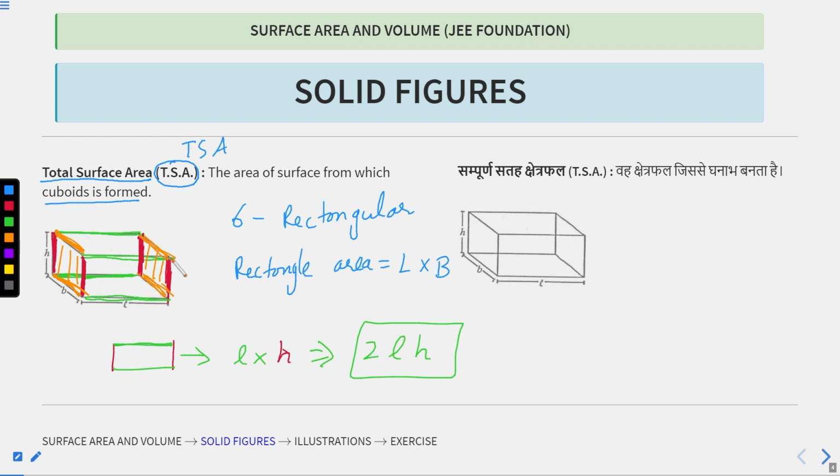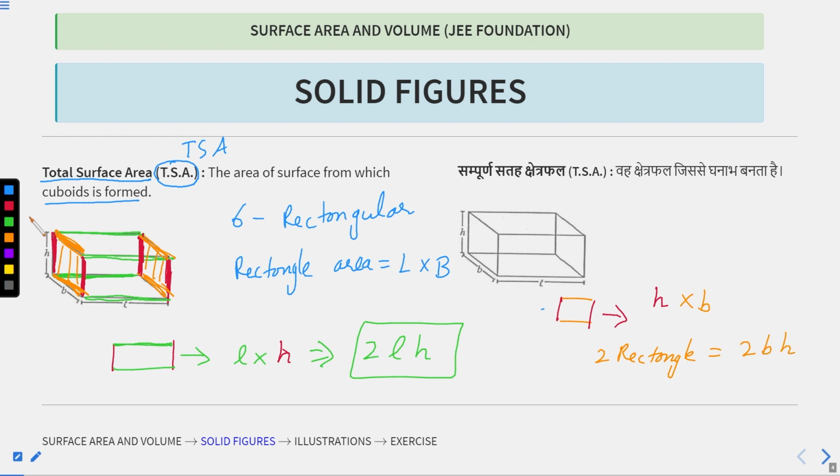Okay, so now the area of the rectangle enclosed by the orange and the red line is equal to... the red line is H and the orange line is B, and there are 2 such rectangles.